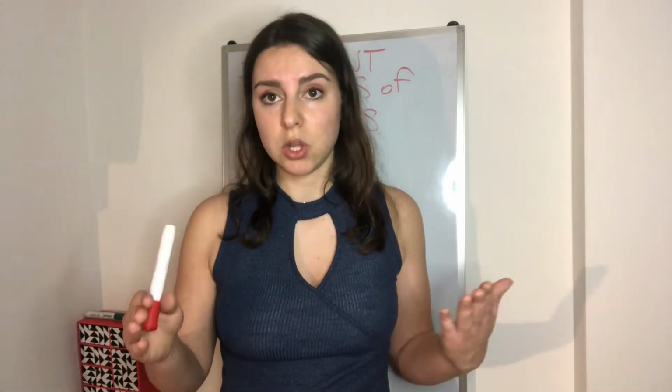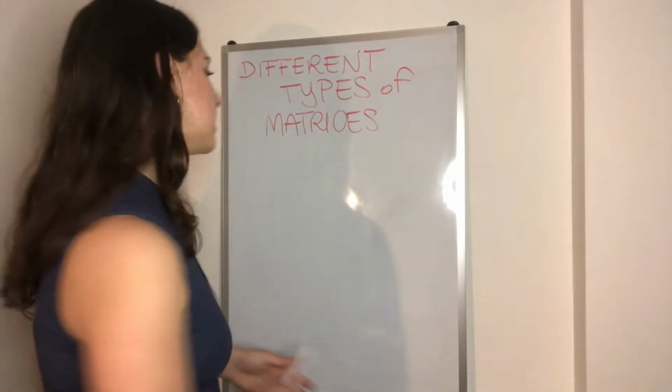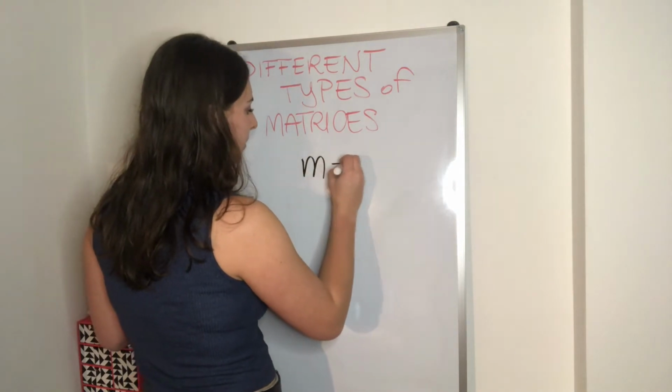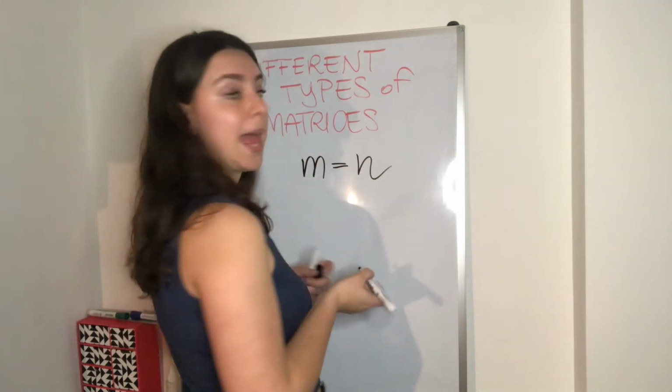We used to call M and N the number of rows and the number of columns. So for us, that means that M is equal to N.